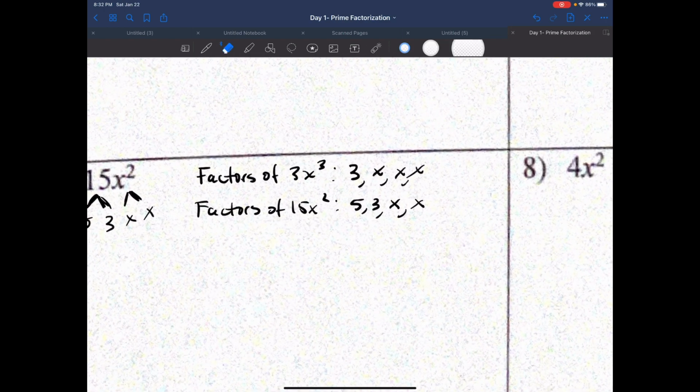Well, using my highlighter, I see that there's a 3 here and a 3 here, so I'm going to write 3 times something. So what else do they have in common? Well, this here and this here have something in common, so I'm going to write an x. 1 x only, and 1 3 only. And then what else do they have in common? Here's an x, here's an x. So I'll write another x. Okay.